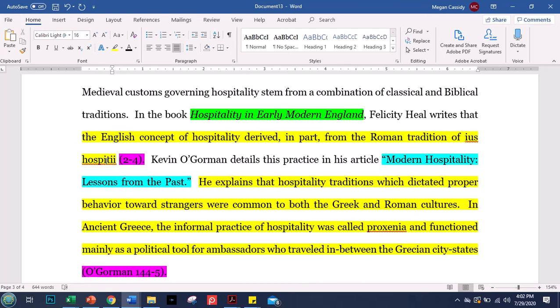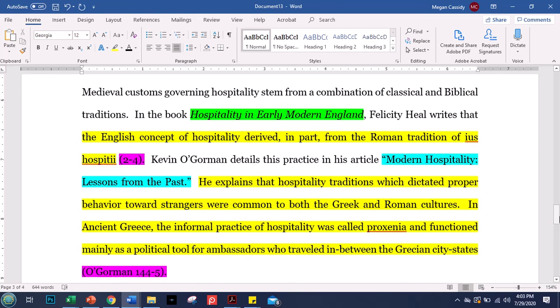If you're having guests over for dinner, you clean your house, right? Things of that nature. But the exact phrase, ius hospiti, I did not know. I didn't really know that our English concept came from the Romans. I certainly didn't know that this was called proxena and functioned as a political tool. I would not have known that on my own. There's no way. That was not in my knowledge prior to doing research for this particular paper.